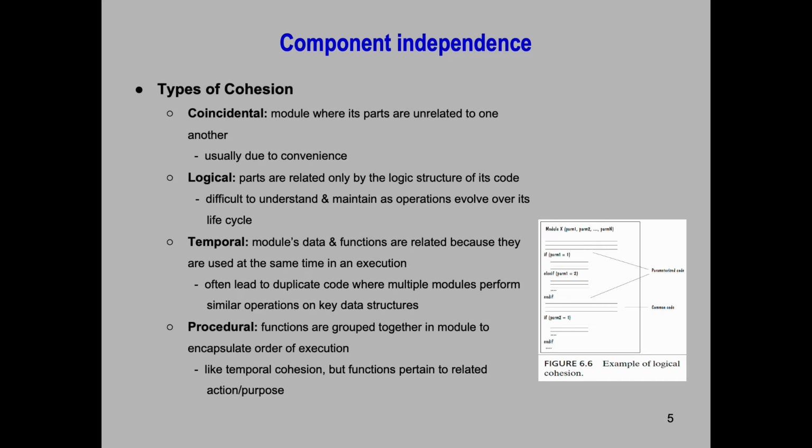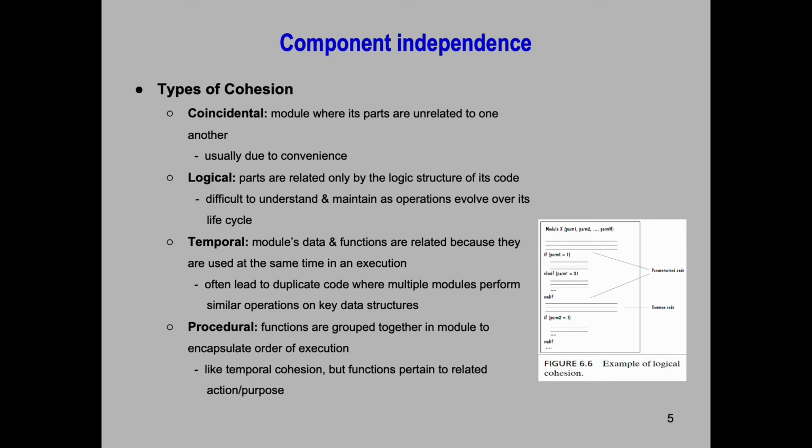Beginning with the least desirable form of cohesion would be coincidental. So where a module's parts are unrelated to one another, usually due to some sort of convenience. You can imagine early development stages, you have a module that's kind of a miscellaneous module where a bunch of functionalities are thrown into one module and they don't necessarily make sense with each other. This isn't really good for the longevity of the project.